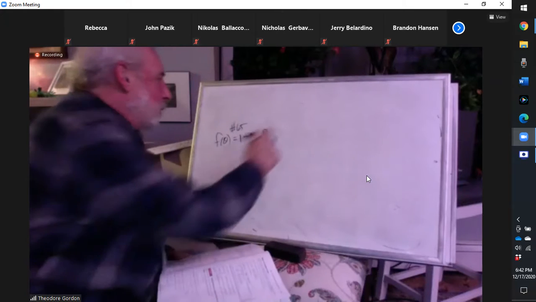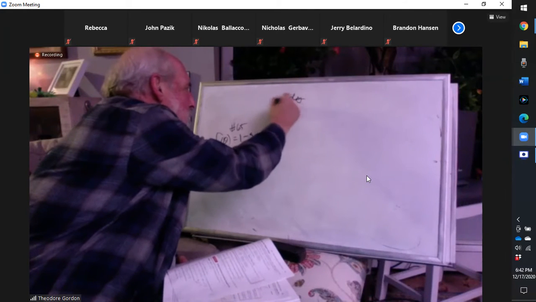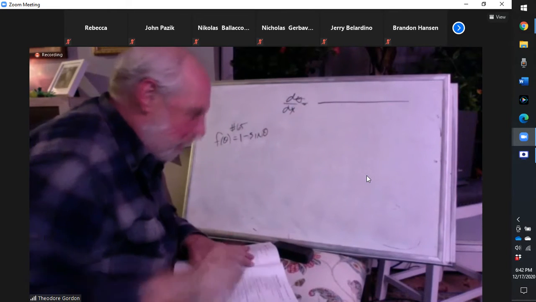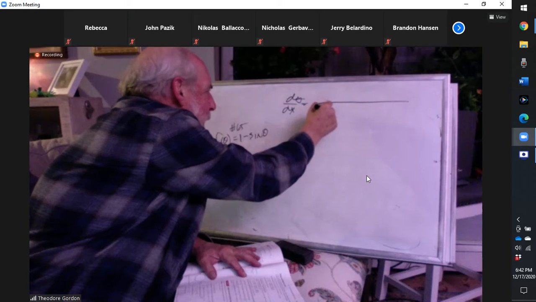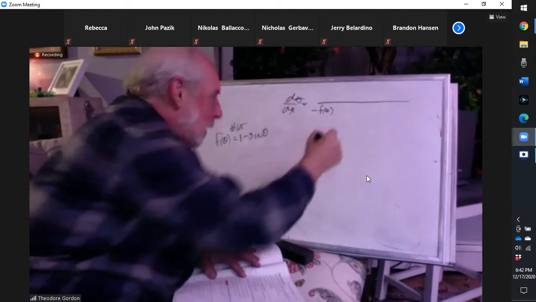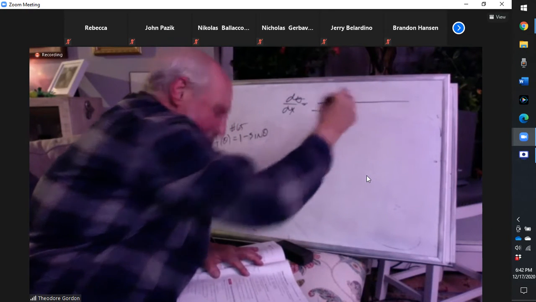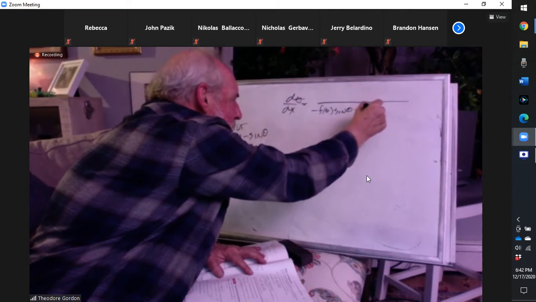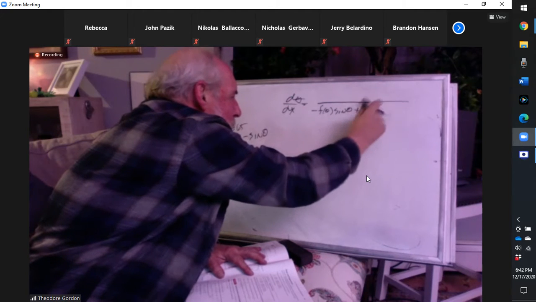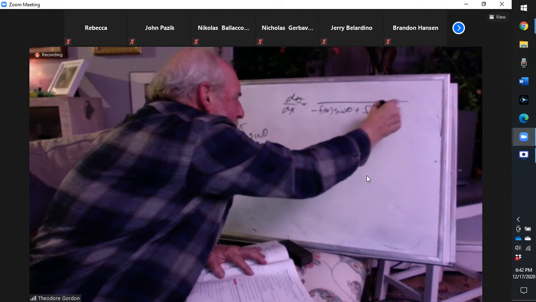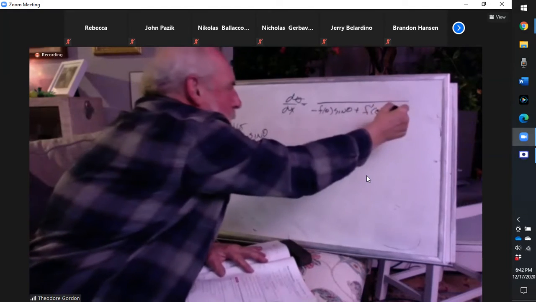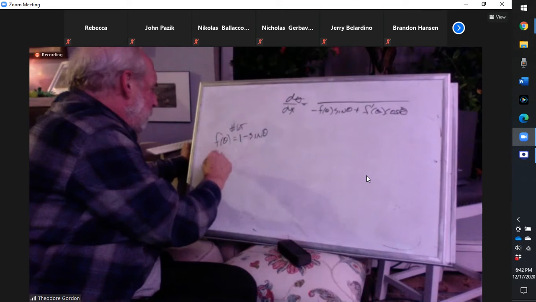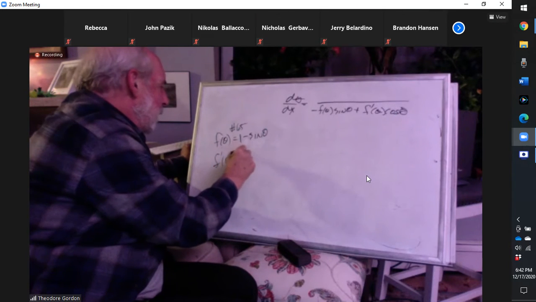So I'm only looking at dy dx, the bottom here. That's all we're concerned about here. So we have negative f of theta times sine theta, and then we have plus f prime of theta cosine theta. Okay, there we go. Now this derivative, so f prime of theta, is negative cosine theta.